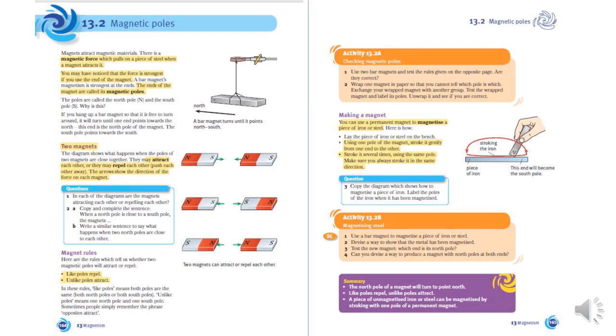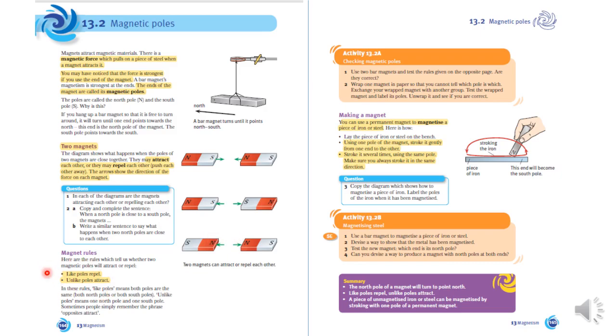Please highlight this lesson with us. Magnetic poles, page 164. This is the magnetic force which pulls a piece of steel when a magnet attracts it, and the magnetic poles are north and south, and we can know the north when we hold it freely. It will point to the north direction. Now two magnets together will attract or repel. So south and north, please write here attract. That's the word attract, with a double T. And south and south will repel. So you have to write the word repel. North and north repel also.